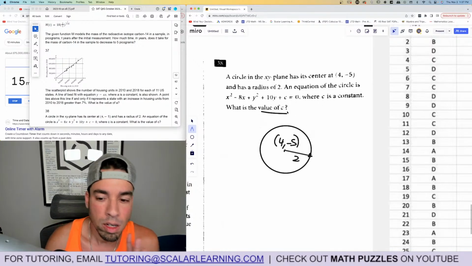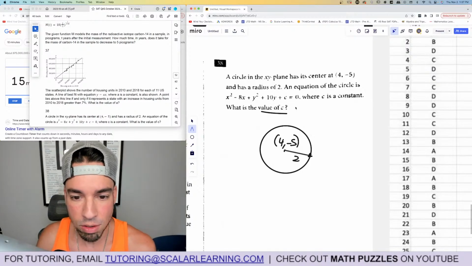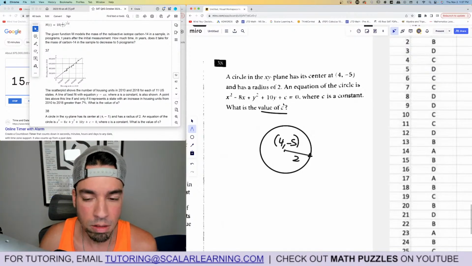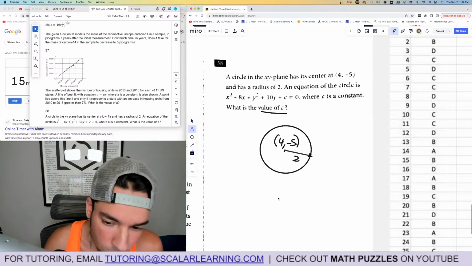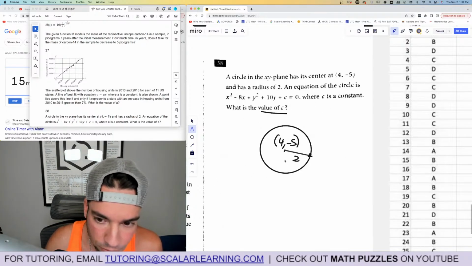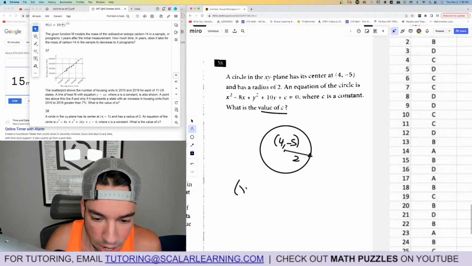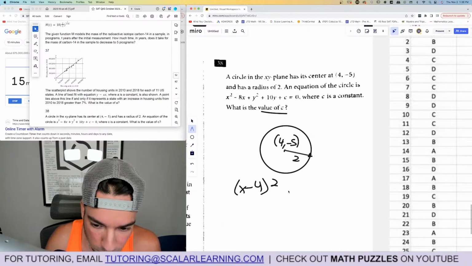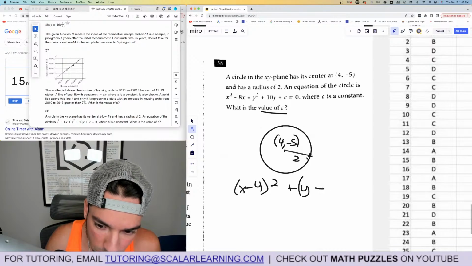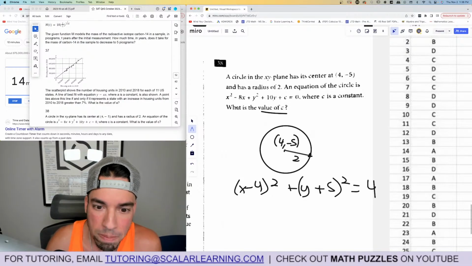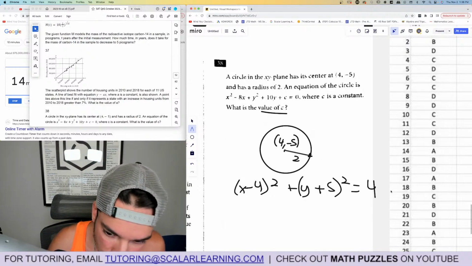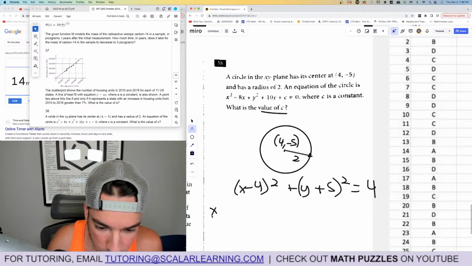Okay, here's the deal. I'm going to put this together first, and then, wait, how should I do this? Let me think about it for a second. Yeah, okay. I'm going to create the equation of the circle from the information they've given us. So it's x minus the x value, which is 4, squared, plus y minus the y value, which is -5, so plus 5 squared, equals the radius squared, 2 squared, which is 4. Okay, let's multiply this out and simplify and set everything equal to 0. So if I FOIL that, it's x squared.